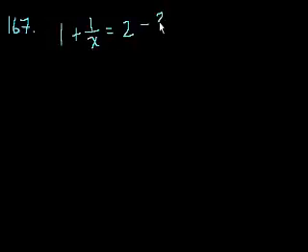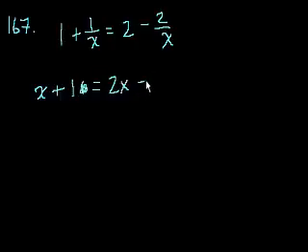We're on problem 167. If 1 plus 1 over x is equal to 2 minus 2 over x, then what does x equal? Well, the first thing I would do is, I don't like these x's in the denominator, so just multiply both sides of this equation by x. So I'll get x plus x over x, which is just 1, equals 2x minus 2. Now I can subtract 1 from both sides.